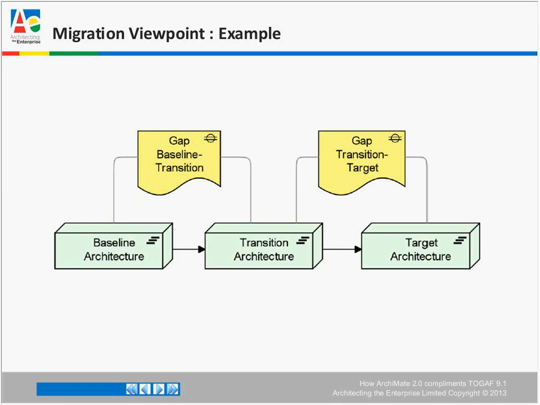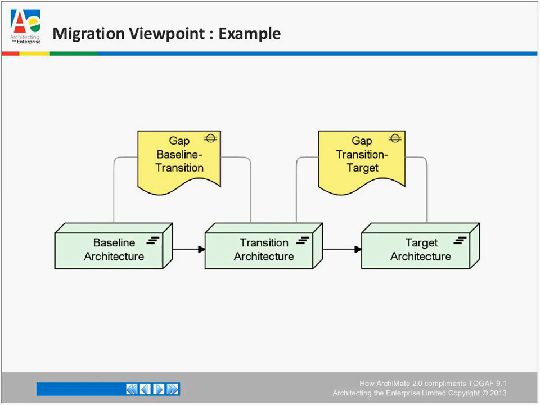Now this is the migration viewpoint, and this is the implementation of migration extension in ArchiMate, and it shows baseline description, transition description, and target architecture description as plateaus, and then gaps are defined between the plateaus, and the gap encapsulates the set of core architecture components that will change between or in that plateau, so between baseline and the transition architecture, and the gap is associated with all of those components that form part of the roadmap.